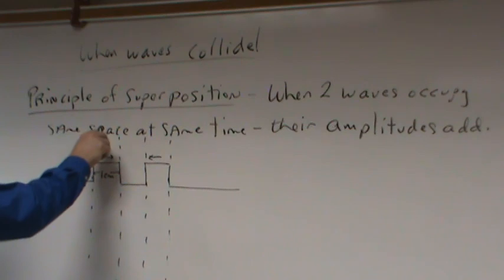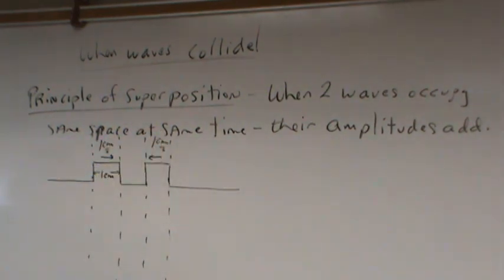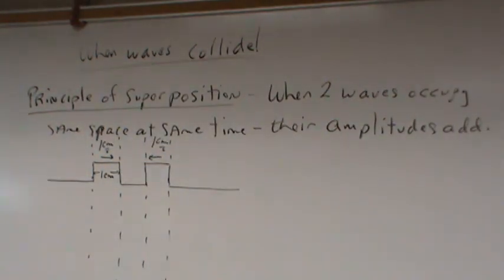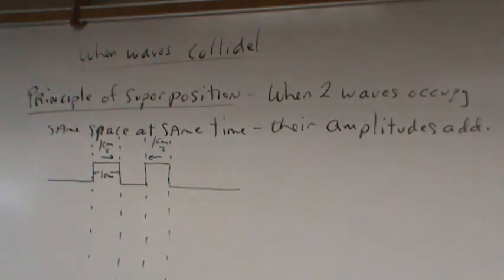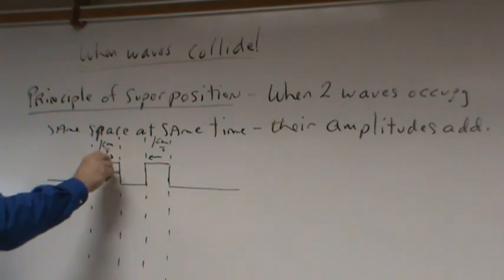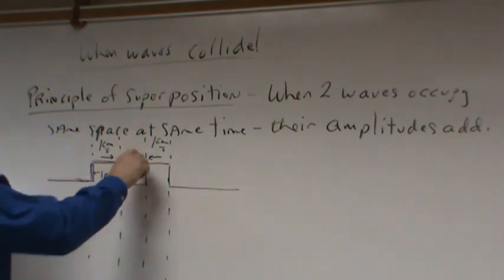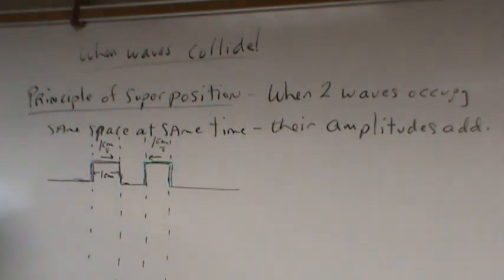Remember, this pulse is moving at 1 centimeter a second. This pulse is also moving 1 centimeter a second. This is going to make great demands on your ability to think spatially. This pulse, I'm going to call the purple pulse. This pulse will be the green pulse.